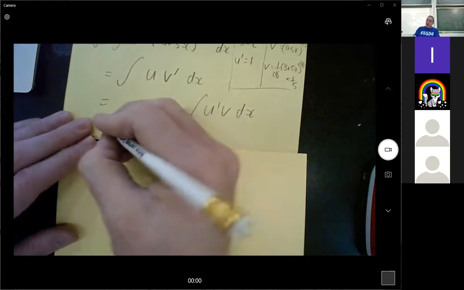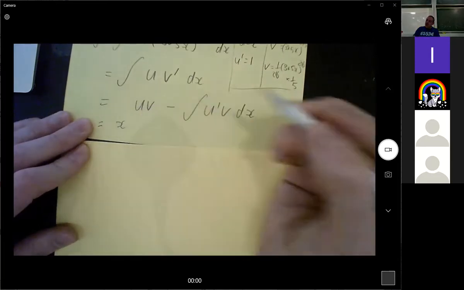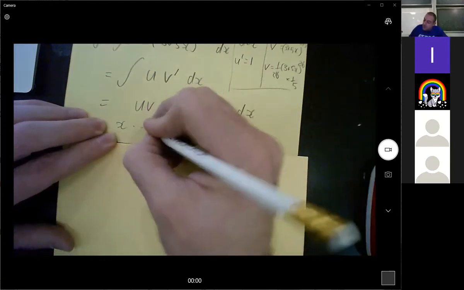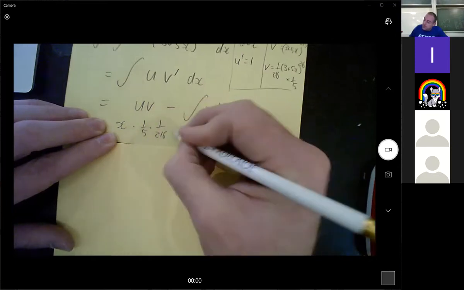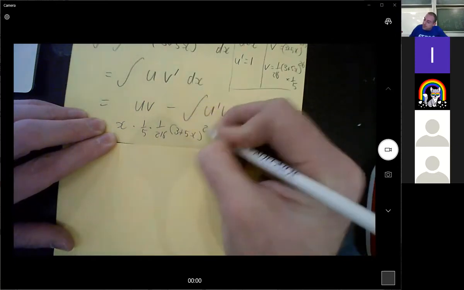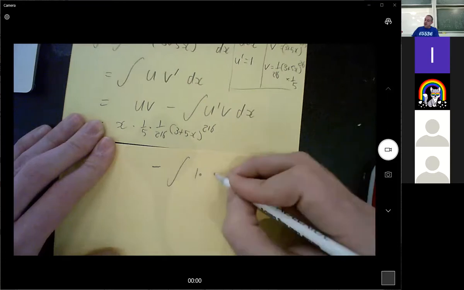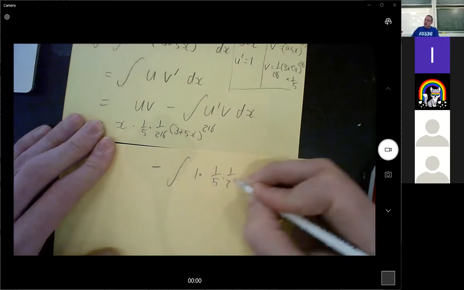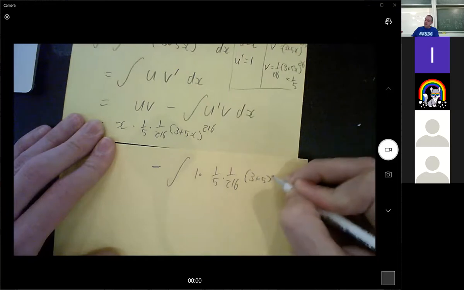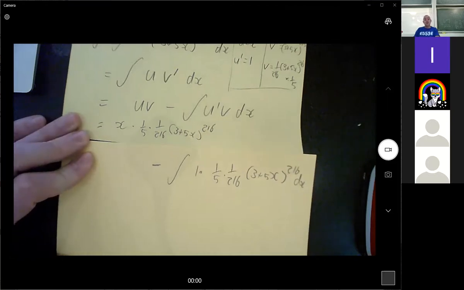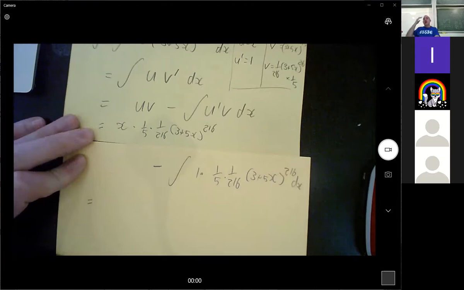And so this is now going to be, the U is still X, the V is already a V dashed, and so that's now 1/5 times 1 over 216, 3 plus 5x to the 216, minus the integral of U dash, which is 1, and V, which is 1/5 times 1 over 216, 3 plus 5x to the 216 dx. And I still have to do that integral. I can't be bothered figuring out what 5 times 216 is. If anyone's already done it, feel free to tell me. Sorry? Oh, nice.